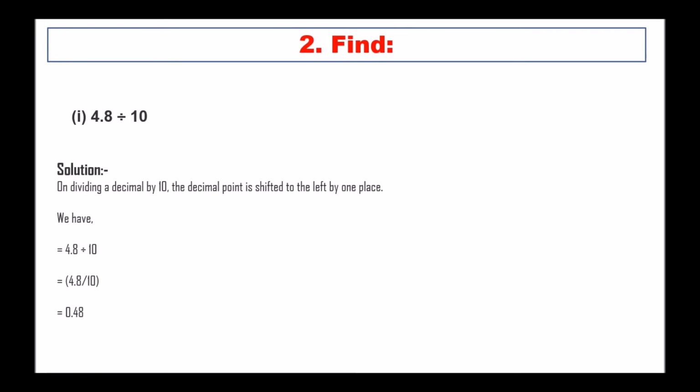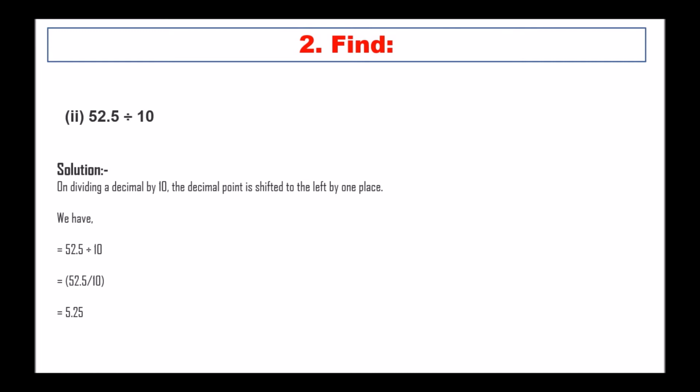Next, question 2 is find 4.8 divided by 10. On dividing a decimal by 10, the decimal point is shifted to the left by 1 place. So it is 4.8 divided by 10. So the answer will be 0.48.